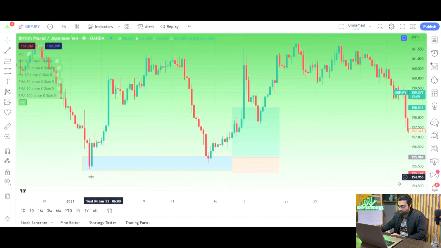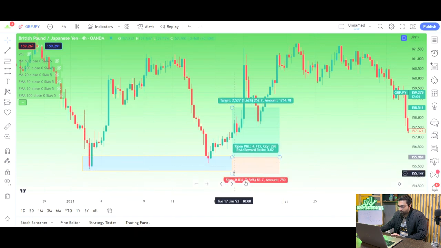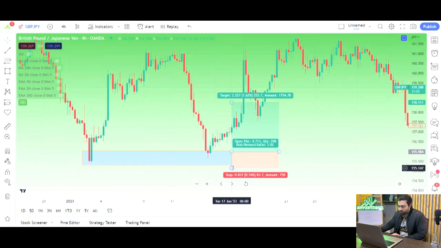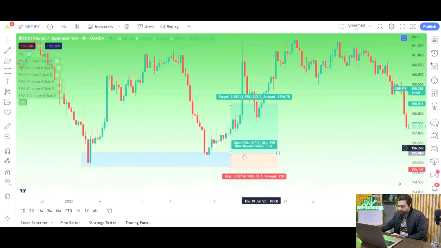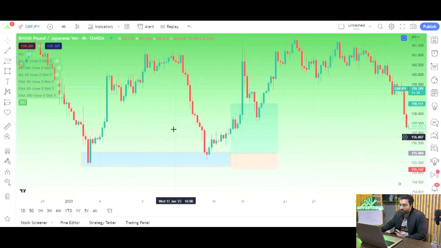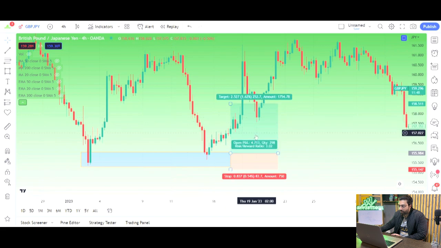You will put the stop loss below the low of the previous candles, a few pips below the support zone, and your take profit would be a 1:3 risk reward ratio. Sometimes you can go with 1:2. If your stop loss is big, you can go with a risk reward ratio of 1:2 or 1:1.5. If your stop loss is a bit smaller, then you can go with a risk reward ratio of 1:2 or 1:3.